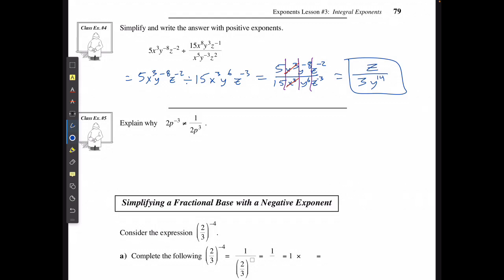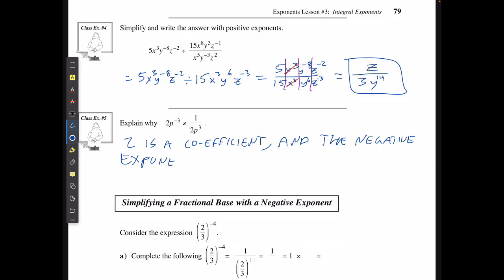We've already seen examples like this. When it says explain why 2p^-3 is not the same as 1 over (2p)^3, it's because 2 is a coefficient, and the negative exponent does not apply to it.